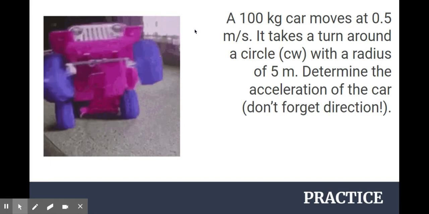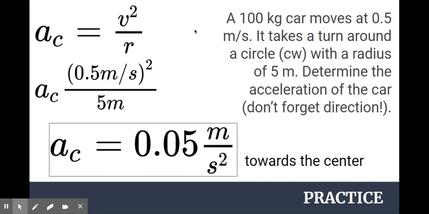All right. You should have gotten an answer of 0.05 meters per second squared. So here's our basic equation. We have our velocity that we put in here, square it, divide that by the radius of the circle, and you will get 0.05 meters per second squared. And that acceleration is always centripetal. It is towards the center of the circle.